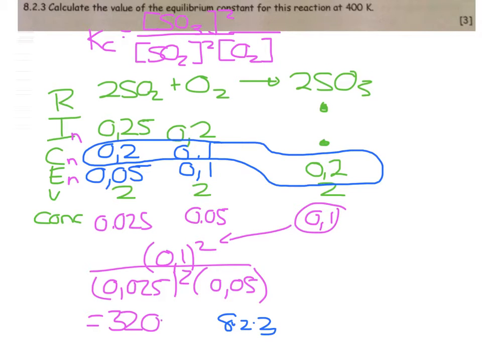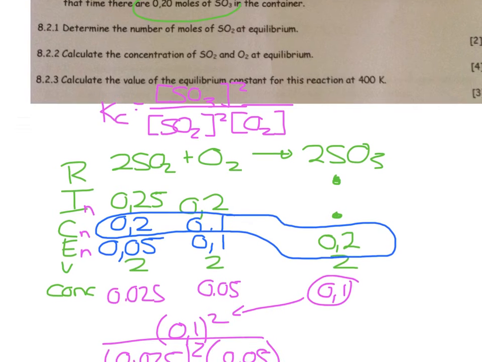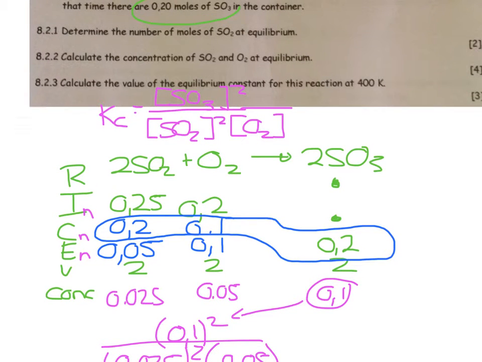And then there were some questions a little further back over there, which was determine the number of moles of SO2 at equilibrium. So if I want the number of moles of SO2 at equilibrium, I land up with 0,05 moles. And I now neatly just next to this go 0,05 moles. And calculate the concentration of sulfur dioxide and oxygen at equilibrium. So those are these two answers over here.